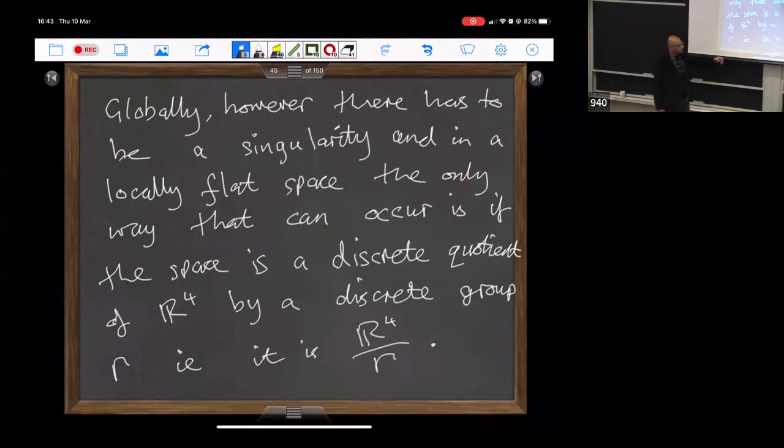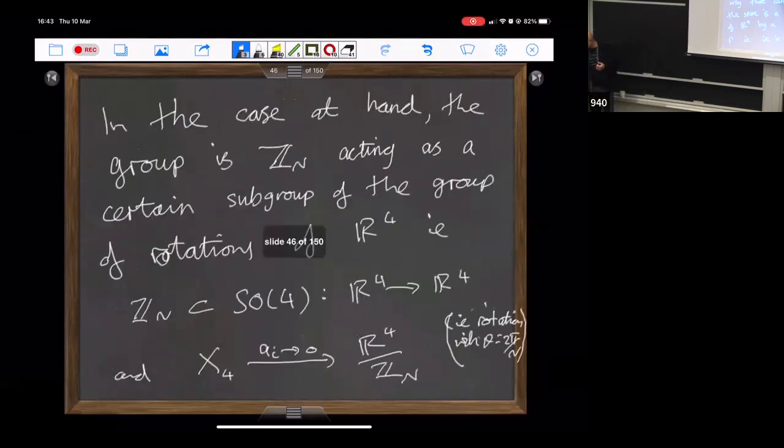So, in other words, in that limit, the space becomes not just Euclidean, but Euclidean space up to identifications by some finite subgroup of the group of rotations. And in the case at hand, this is just the cyclic group of order n acting as rotations with angles 2 pi over n. So what happens is that we started off with this manifold X4, which is a smooth manifold, and it contains all of these spheres, and we've taken a limit in which it becomes this space here.